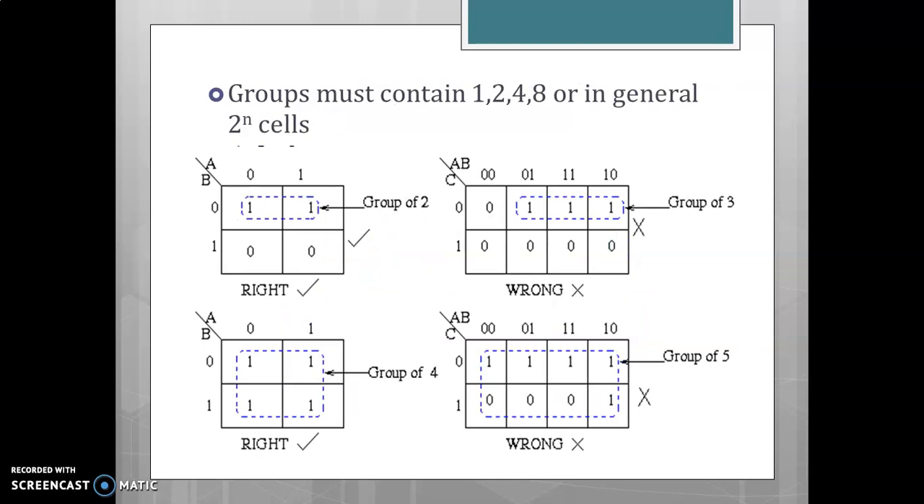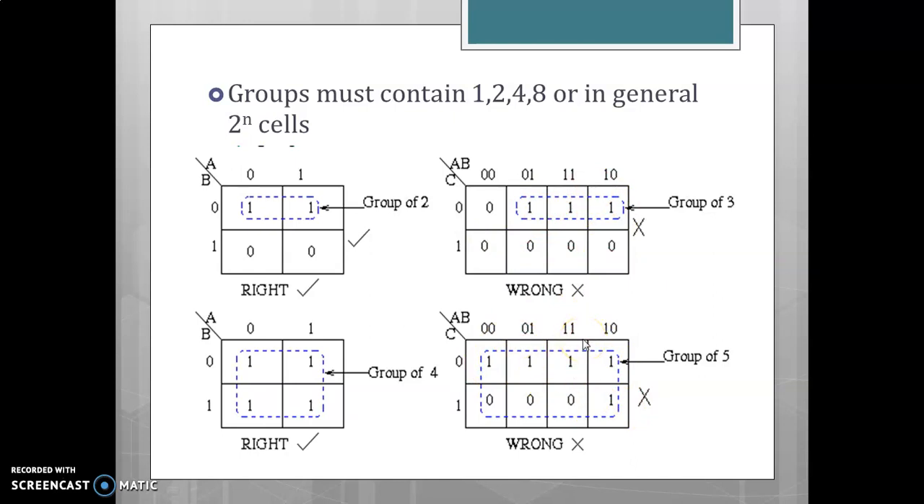The next rule: a group may have 1, 2, 4 or 8 or, in general, 2 power n cells. So for example, your group may consist of 2 ones. You can combine 2 ones together, or 4 ones together, or 8 ones together, but we cannot combine 3 ones together, or 5 ones, or 6 ones.